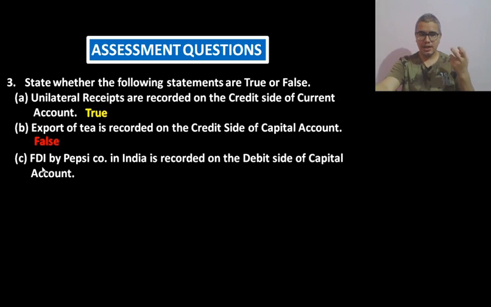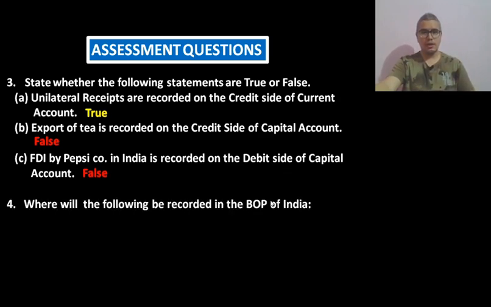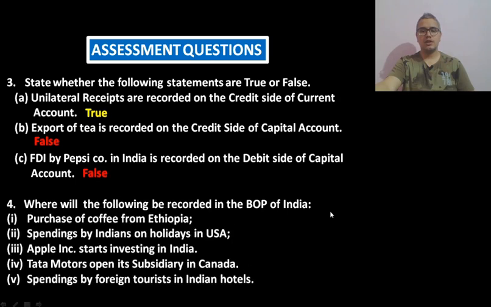On the other hand, FDI by Pepsi company in India. Pepsi company is an American company, so Pepsi is investing in India. So it is recorded on the debit side of capital account. Now since money is coming to India, it has to be on the credit side. Though capital account is correct, it has to be credit side, so it is also a false statement. Now, where will the following be recorded in the balance of payment of India?